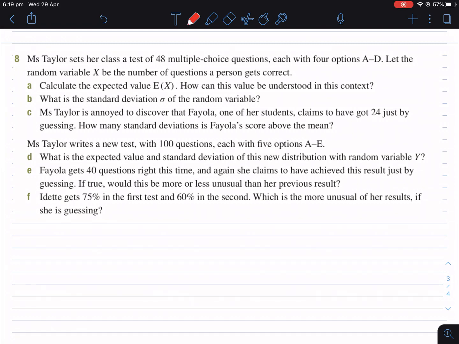We've got a test of 48 multiple choice questions, each with options A to D. Calculate the expected value. Now, if we say P equals 1 in 4, we're assuming that they're not actually making an educated guess. We're assuming that they're just choosing randomly.